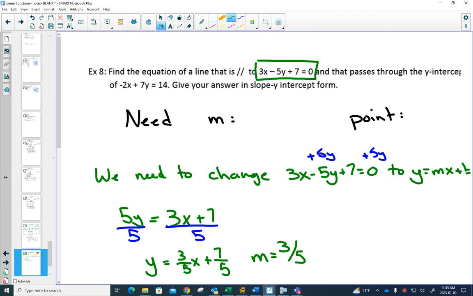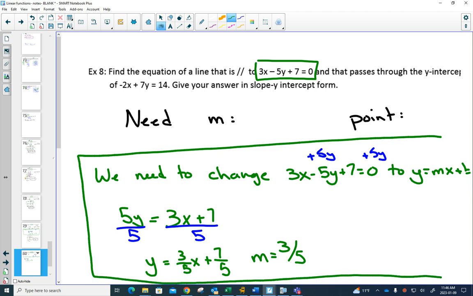We do all this work just to find the slope of our green line. How does that help us? What's our slope going to be? Also 3 over 5, because they're parallel.